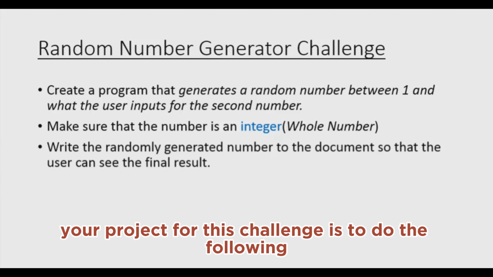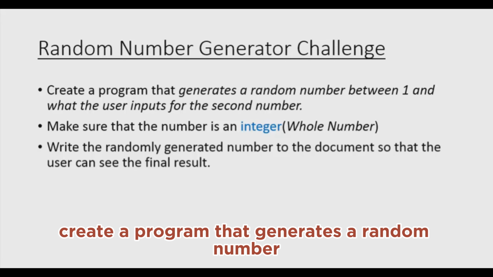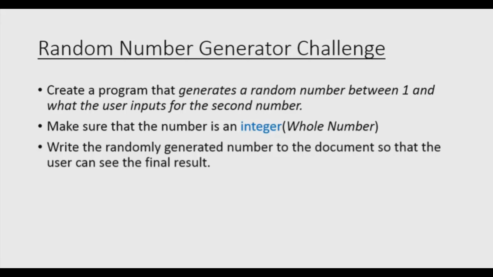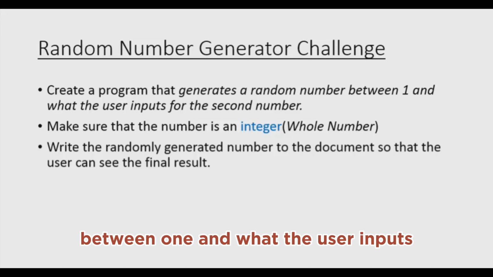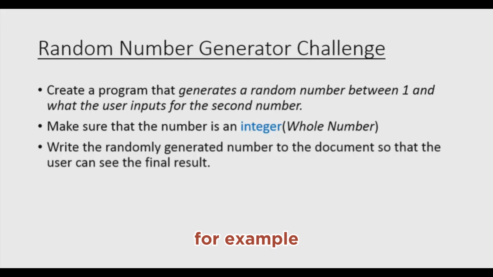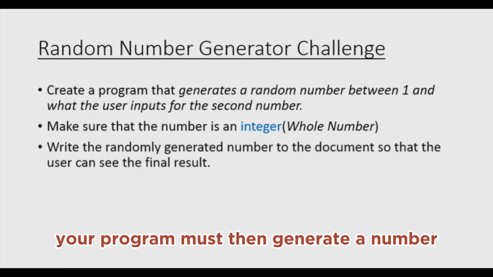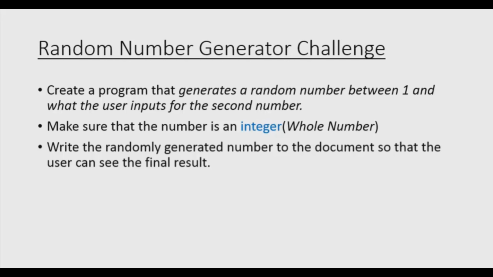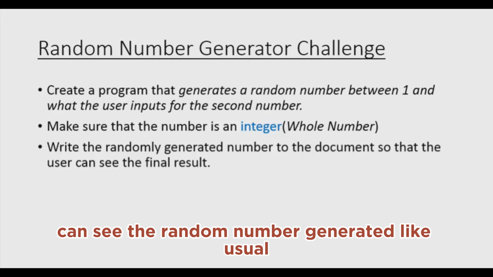Your project for this challenge is to do the following. Create a program that generates a random number between 1 and what the user inputs. For example, your user inputs the number 20. Your program must then generate a number between 1 and 20. Then write it to the document so the user can see the random number generated.